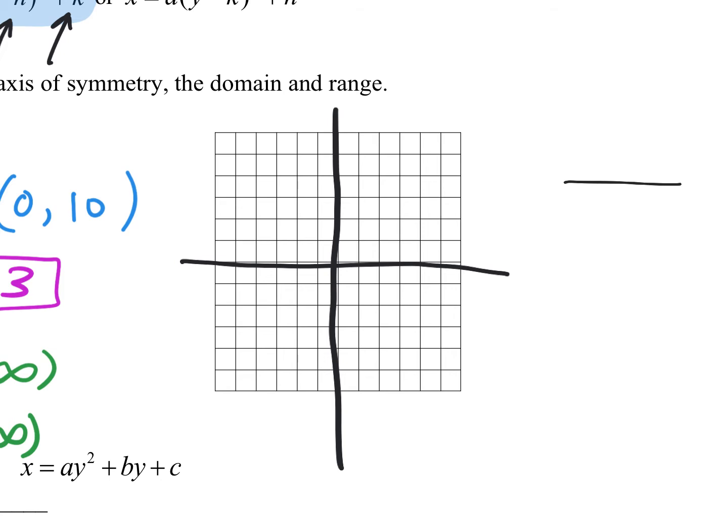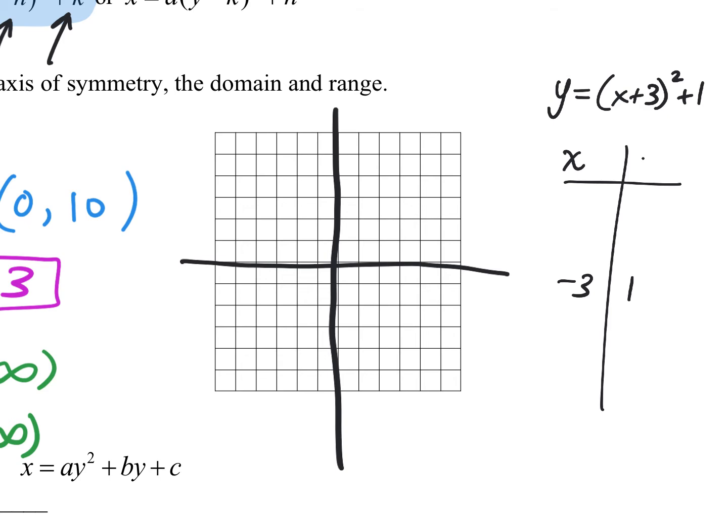So -3, 1 will go to the middle of my graph. Our function here was (x + 3)² + 1. So we are going to use symmetry here. I'm going to plot -4 and -5 along with -2 and -1.